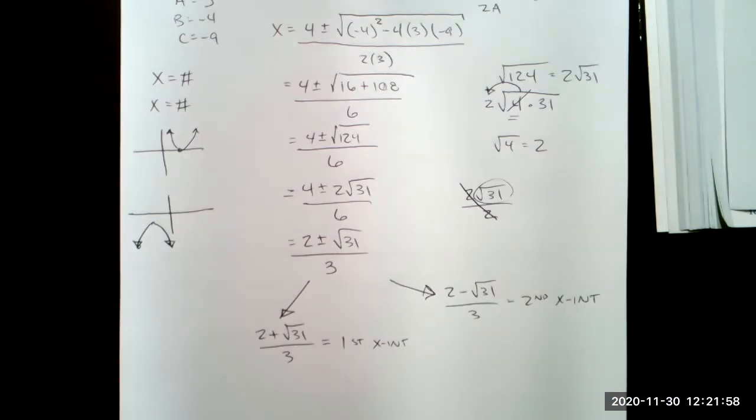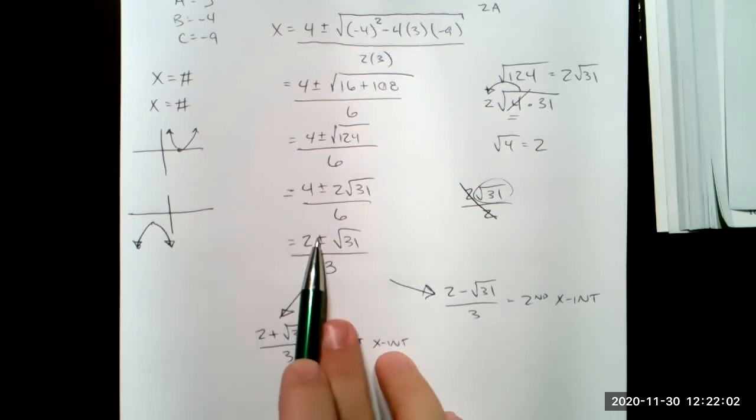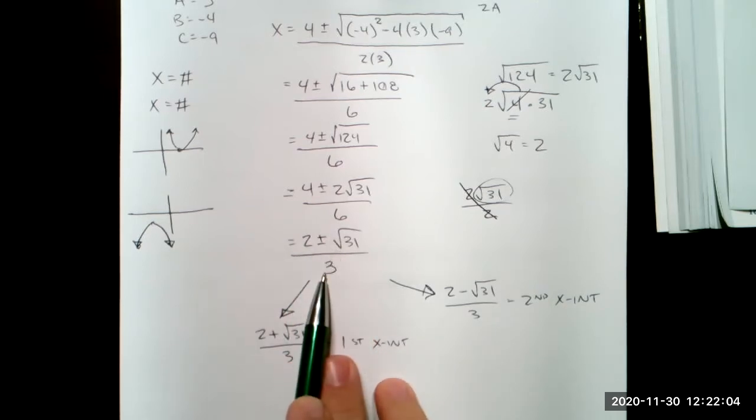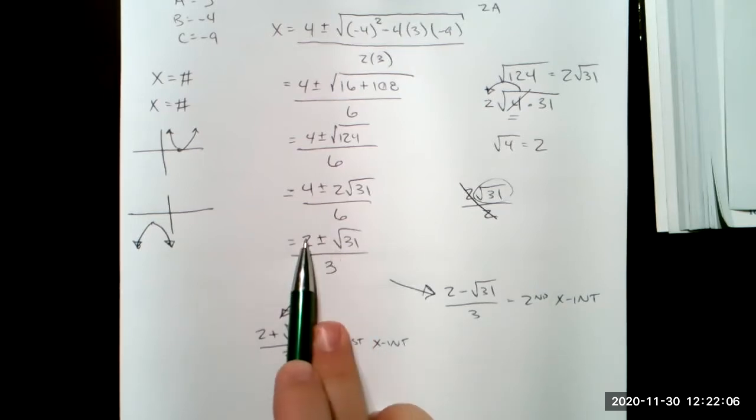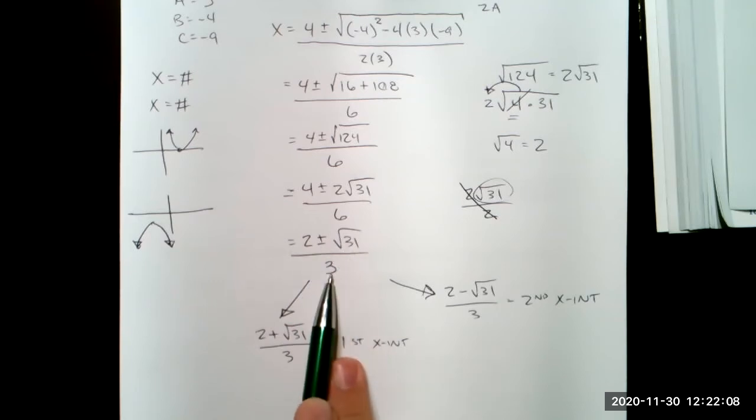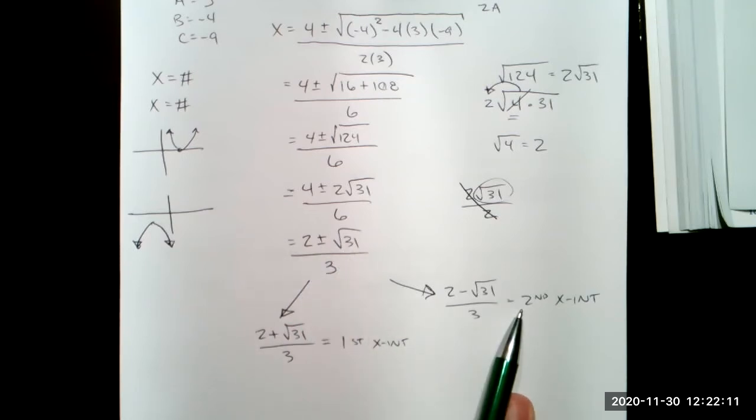So that plus or minus is giving you 2 separate x-intercepts. 2 plus root 31 over 3 will give me 1 x-intercept. 2 minus root 31 over 3 will give me the second x-intercept. Okay? In this case, they're decimals. You could do that. The square root of 31. Let me go ahead and look it up on my phone.